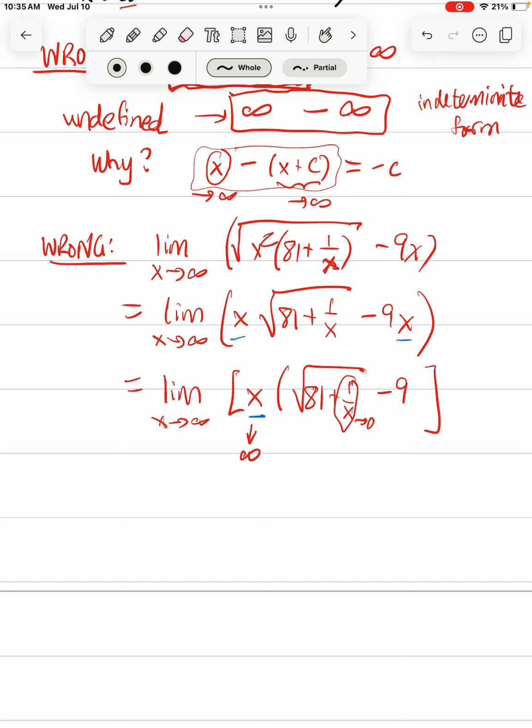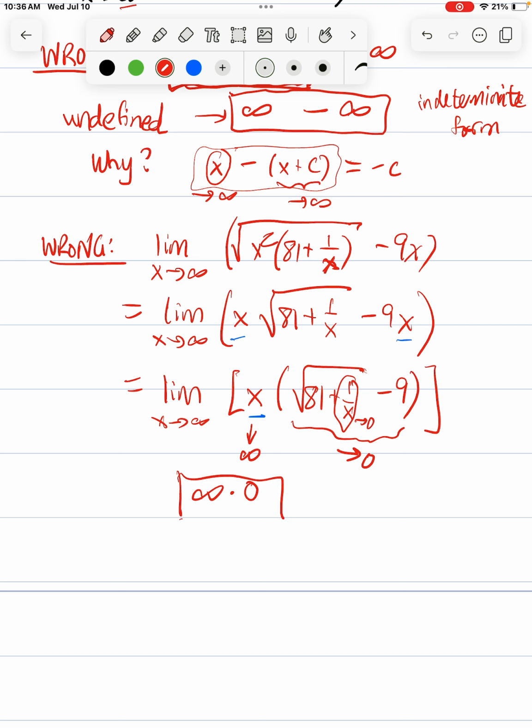So the limit of this expression is 0. So this is approaching 0. And now we get something that has the form infinity times 0. And this is another example of an indeterminate form. So this is also undefined.